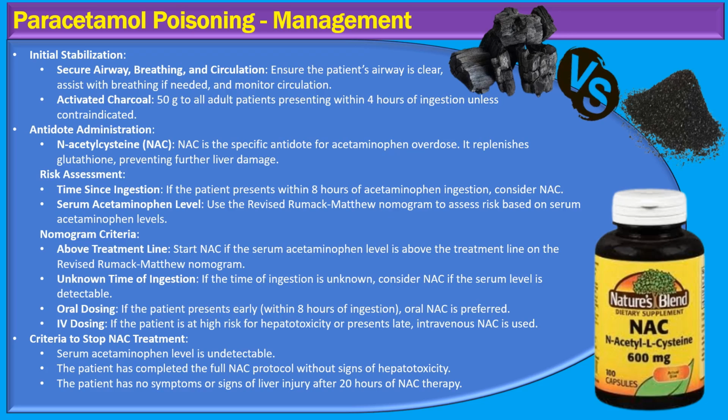To stop our treatment with acetylcysteine, we look for a combination of factors: an international normalized ratio below 2, normal or significantly reduced AST and ALT levels by 25 to 50% from their peak, a serum acetaminophen concentration below 10 micrograms per milliliter, and overall clinical wellness of the patient.